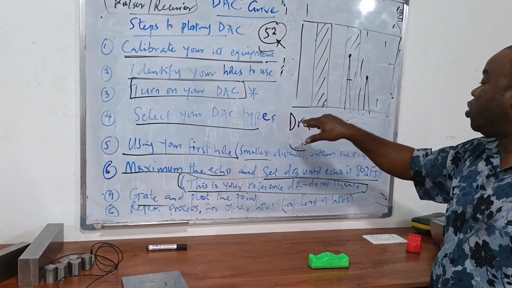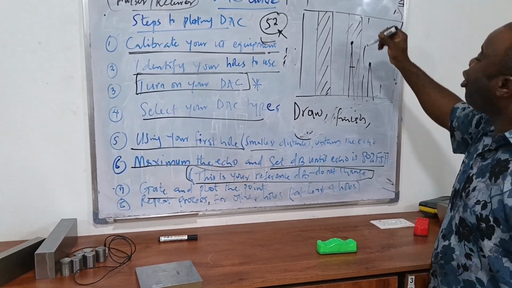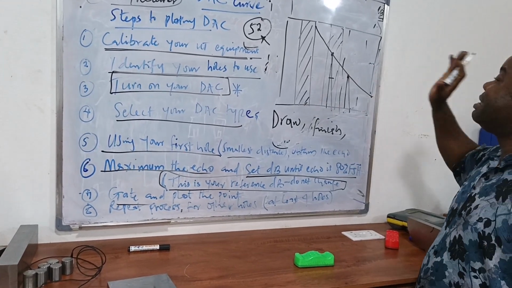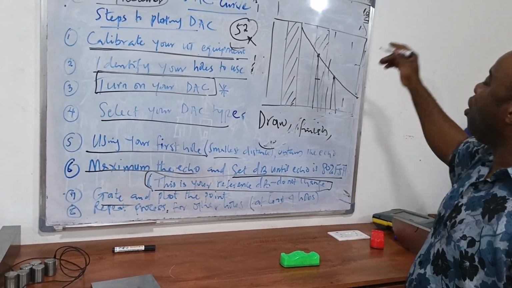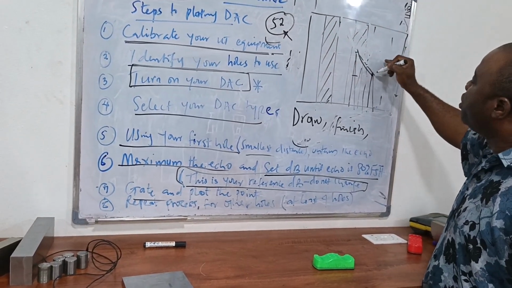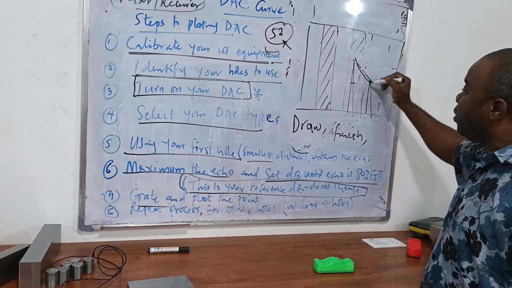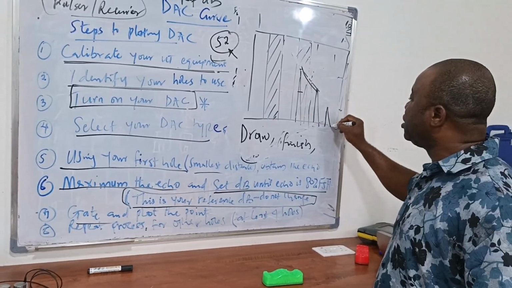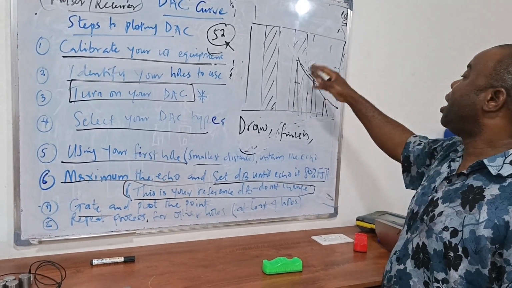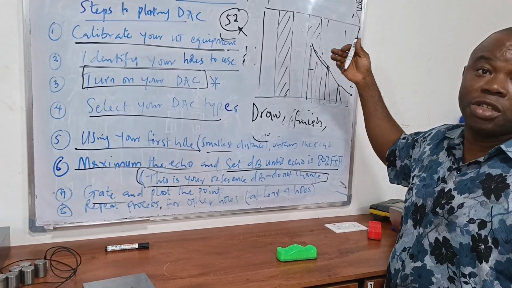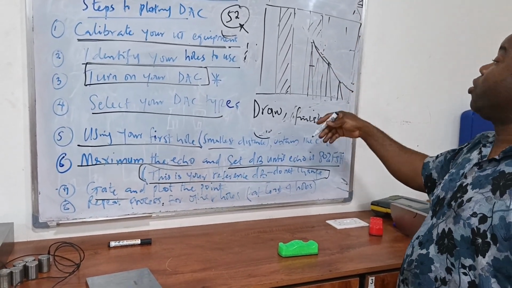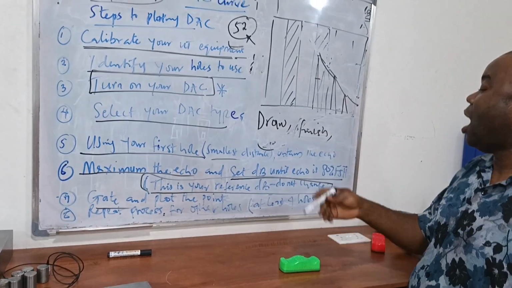When you are finished, you just say draw, finish, and automatically the curve will come out. That is in some machine. In some others, as you are adding the point, your curve will be coming. As you add the second point, your curve will come out. As you add the third point, your curve will continue like that until you finish. In some other cases, you will not see the curve until you are done plotting. So watch out for what your equipment gives to you and follow.